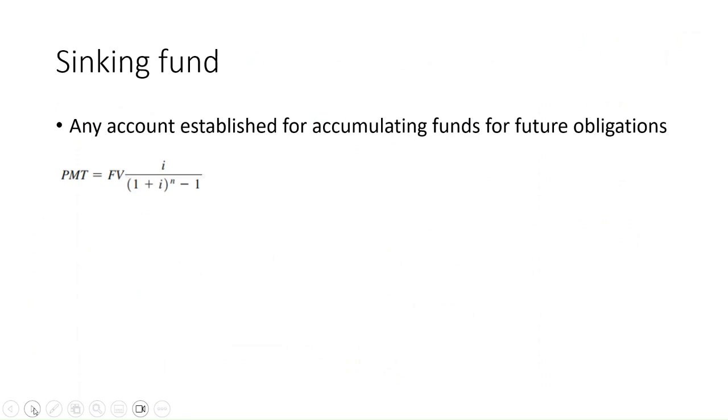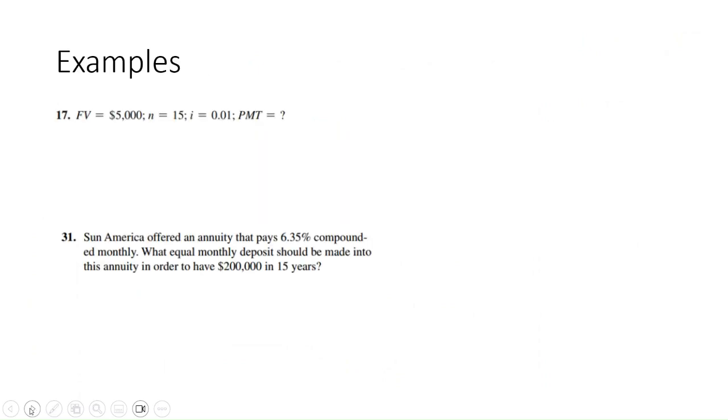Just like the other problems, we can solve for the other values. So I could solve for the payment. One option is I could rearrange the entire equation, or I can just use Desmos. So we know our future value is $5,000. I have 15 periods that I'm depositing money and earning interest, and the I value is 0.01. What monthly payment makes this happen?